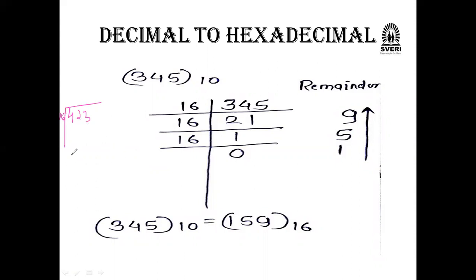So 16 into how much will get the nearer value? 26. 16 into 26 is nothing but how much will it give? 416, yes, sir. What is the remainder left here? 7. I will write 7 here. 16 into 1 is nothing but 16. So 26 minus 16, how much is it?